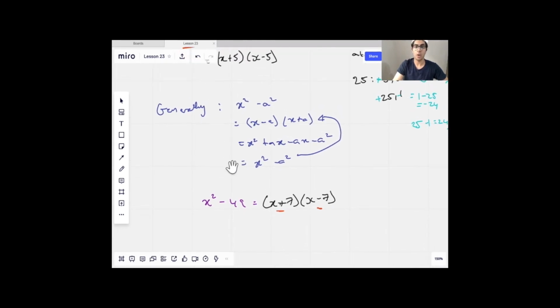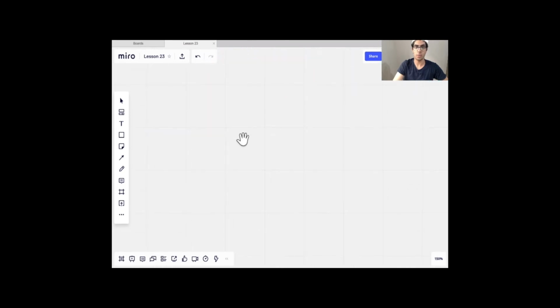Okay, now for the higher tier stuff, we need to talk about when the coefficient of x squared, i.e. the number in front of x squared, is not 1. Before, we had x squared plus 7x plus 10. But if we had, say, 12 here, there's actually a different method we use to get to where we need. This is higher tier only. If you're doing foundation, you only need to consider where the coefficient here is 1. Okay, so let's consider a few examples.